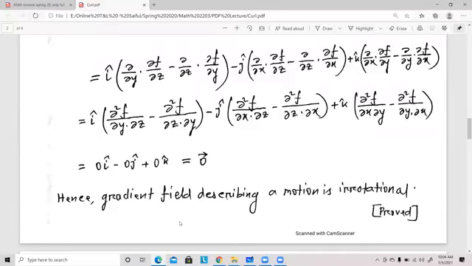Why is it irrotational? কার্লের মানটা 0 আসছে। কার্লের মানটা হচ্ছে আমাদের 0 আসছে, যার কারণে irrotational. And if it would be non-zero, then it would be rotational. আমাদের not equal 0 হলে সেটা rotational হতো.